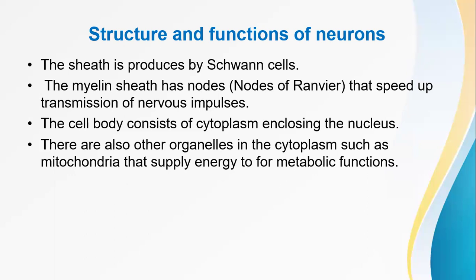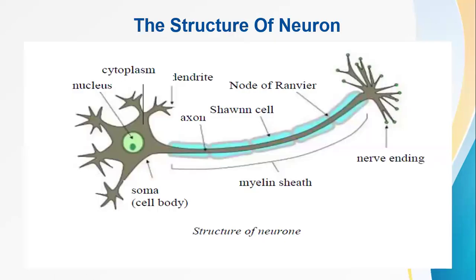Now, there are also other organelles in the cytoplasm, such as the mitochondria that supply the energy for the metabolic functions. Now, here is the structure of a neuron. As we said before, it consists of these parts. There's a nucleus here. Also, the nucleus is surrounded by the cytoplasm. There are dendrites which are found at the ends of this cytoplasm, and there is the axon.